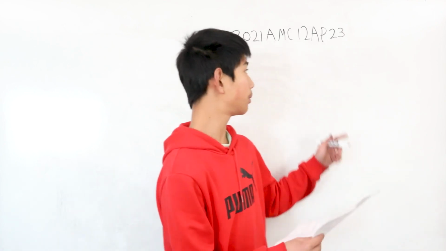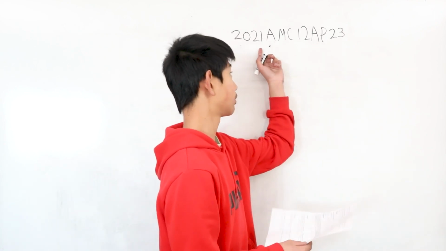We're solving problem 23 from the 2021 AMC 12A. Frida the Frog begins a sequence of hops on a 3x3 grid of squares, moving one square on each hop and choosing at random the direction of each hop: up, down, left, or right. She does not hop diagonally.